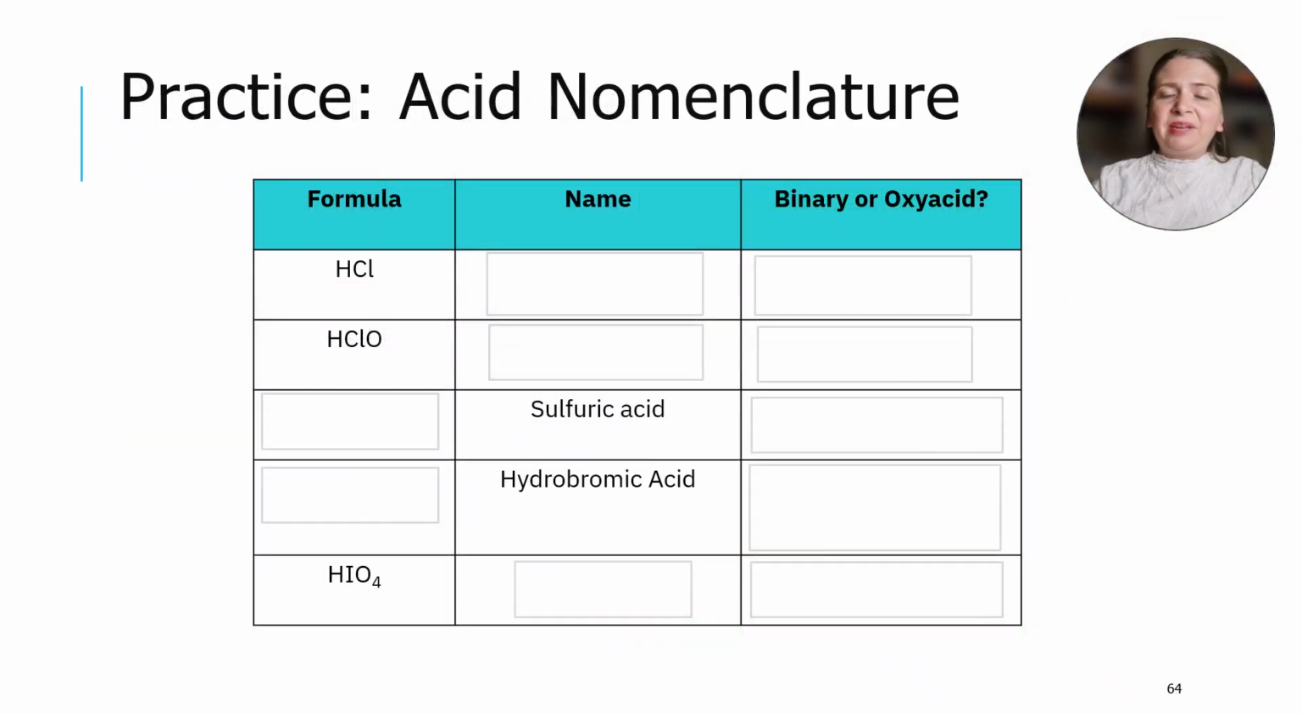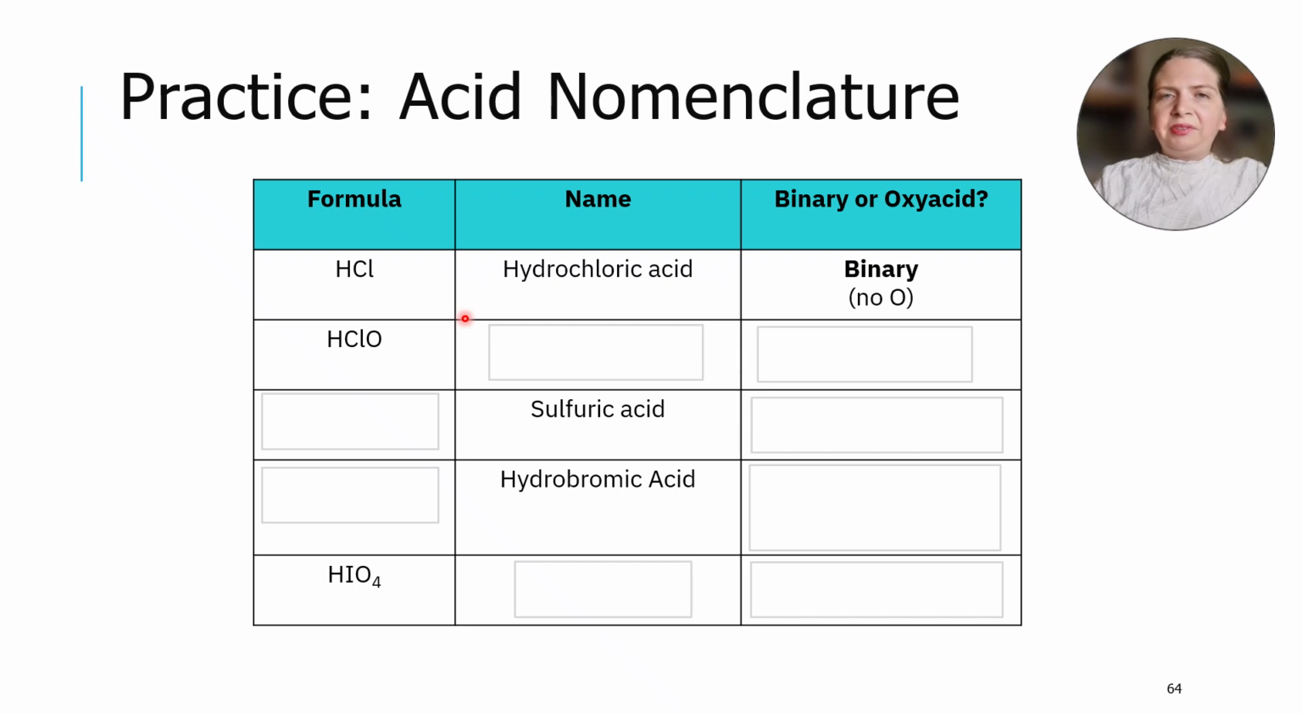Now let's complete a practice problem by filling in this table with the formula, name, and classification of each acid. For the first row, the chemical formula is HCl. Since this does not contain oxygen, it is a binary acid. The name will begin with hydro, giving us hydrochloric acid.